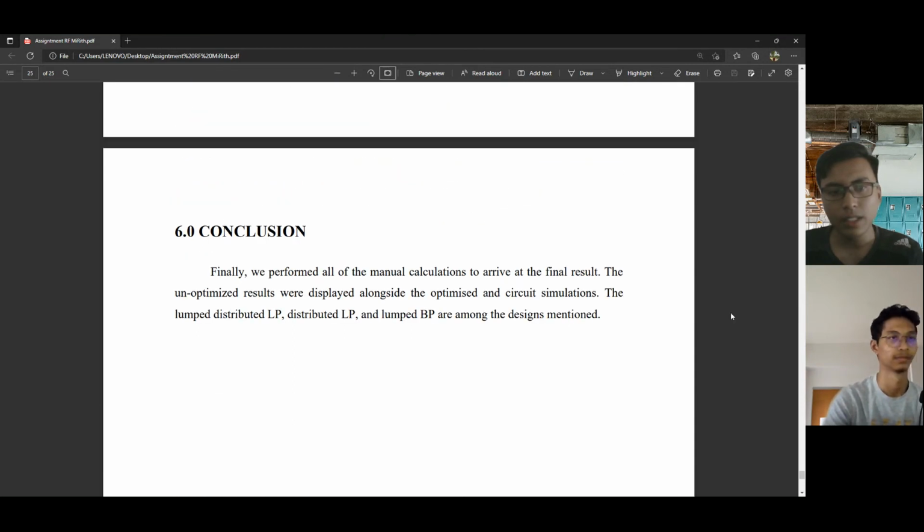For the conclusion, finally, we performed all the manual calculations to arrive at the final result. The unoptimized results were displayed alongside the optimized circuit simulations. The lump, distributed LP, and distributed BP are among the designs mentioned. So that's all from us. Thank you.